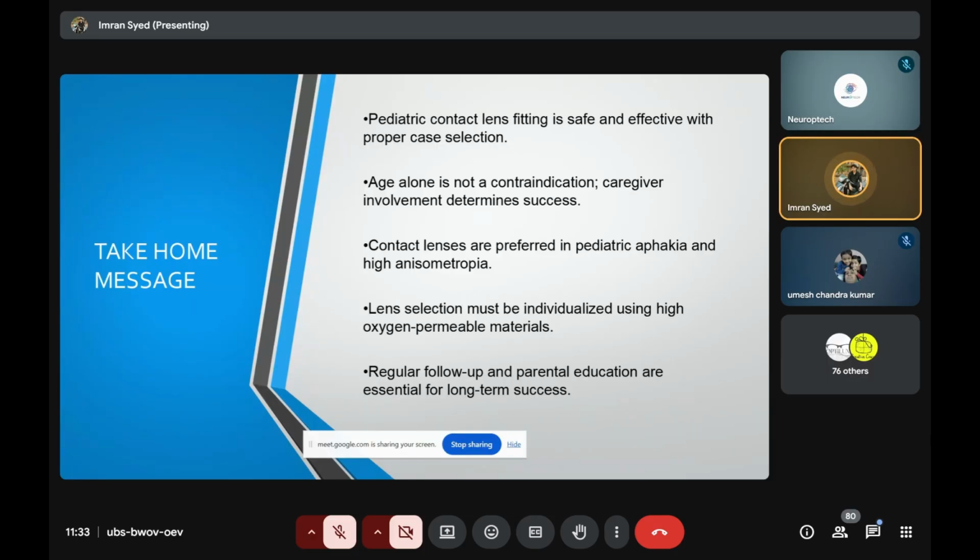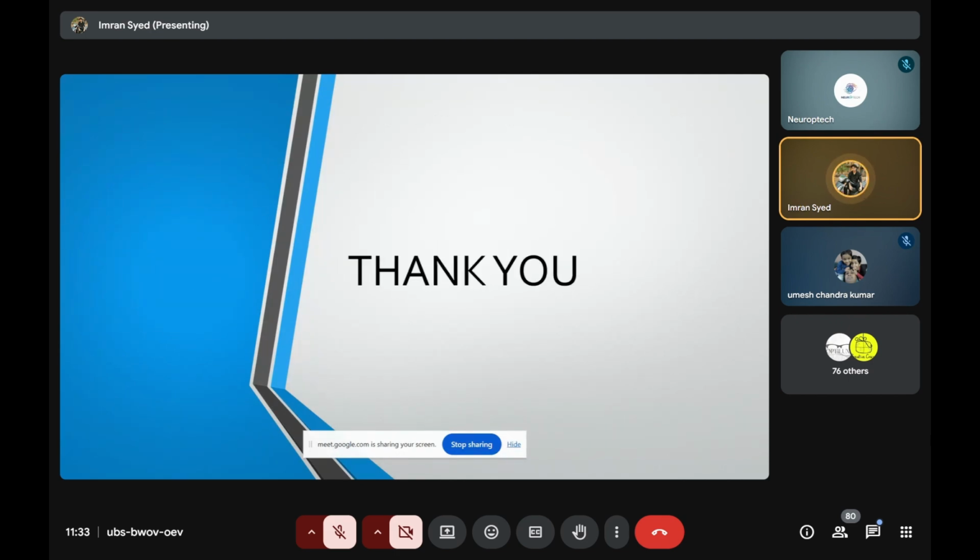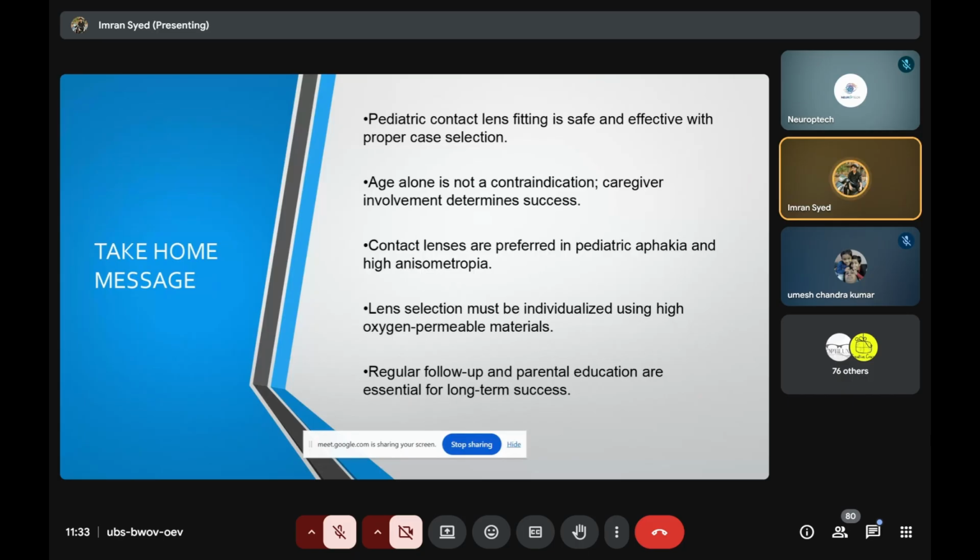You have to explain thoroughly to the parent that if they do not opt for early optical correction, there might be a chance of amblyopia, and the child may not get the full vision in the later stages of life. As I said, contact lenses are preferred in pediatric aphakia and high anisometropia. Lens selection must be individualized using high oxygen permeable materials. You have to only choose high Dk/t materials.